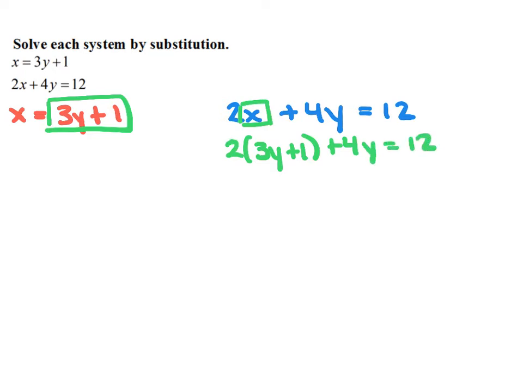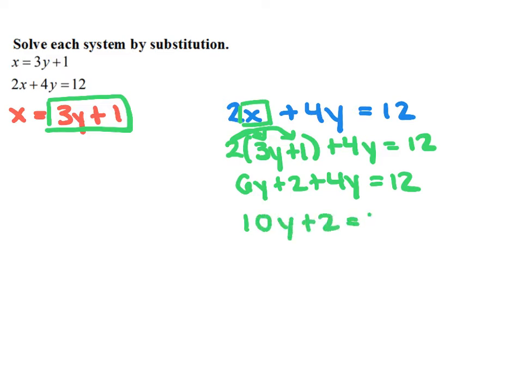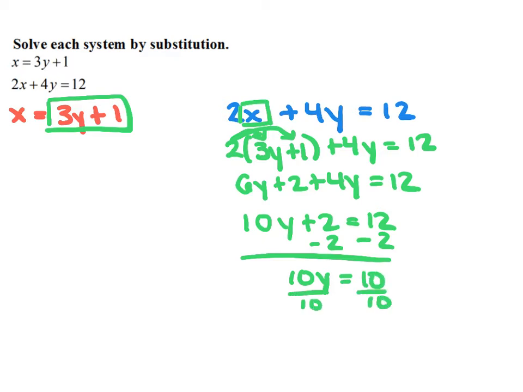Now to solve this equation, I first have to distribute the 2. So 6y plus 2 plus 4y equals 12. Then I'll combine like terms to have 10y plus 2 equals 12. Solve to get the variable by itself by subtracting 2 from both sides to get 10y equals 10. And lastly, divide both sides by 10 so that y equals 1.